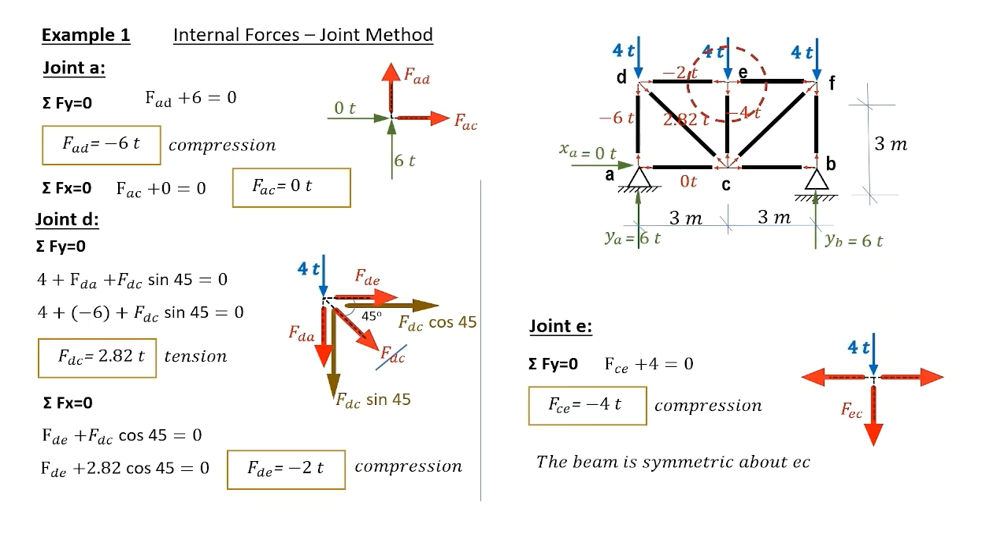The beam is symmetric about EC and therefore all the internal forces in the members right to EC are exactly equal in magnitude and sign to the internal forces in the members plotted left to EC. And therefore, using the joint method, we computed all internal forces.